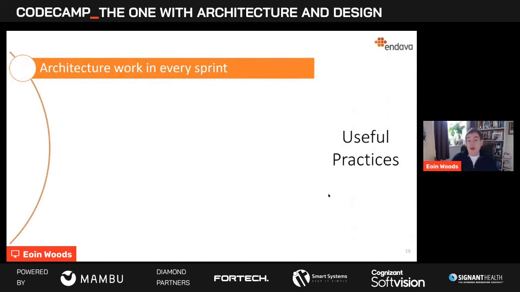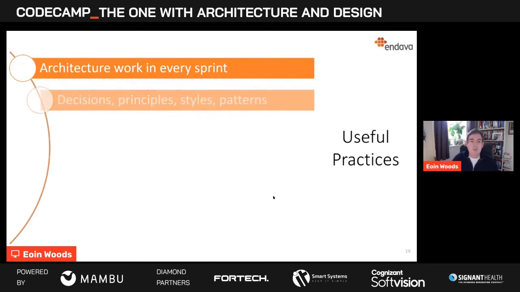Some specific useful practices. I have mentioned some of these before, but do architecture work in every sprint. There's nearly always something to do, so reserve time in every sprint. The other thing in every sprint, as an aside, is to reserve time for technical debt repayment. But in this context, I'm talking about architecture, so make sure there's time for architecture work in every sprint. Focus on decisions, principles, styles, and patterns. Those are the things to be thinking about.